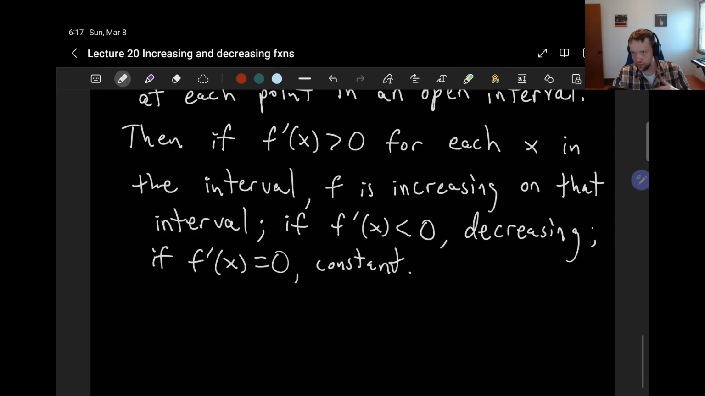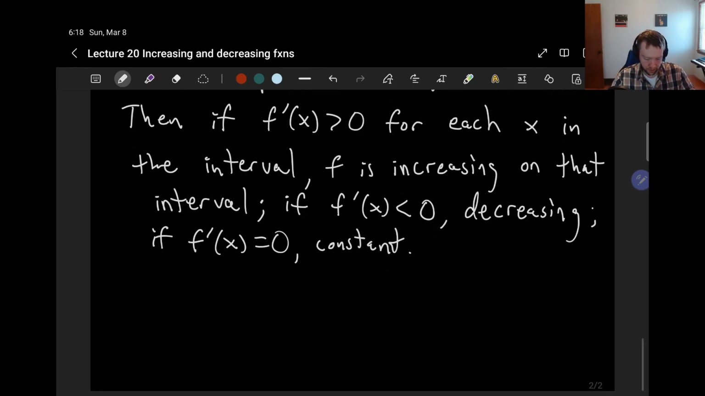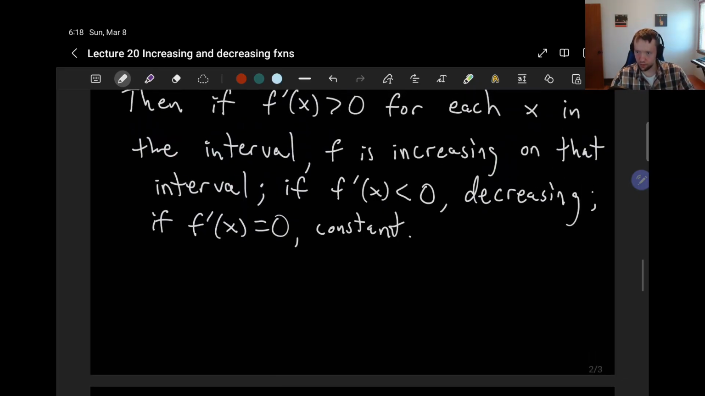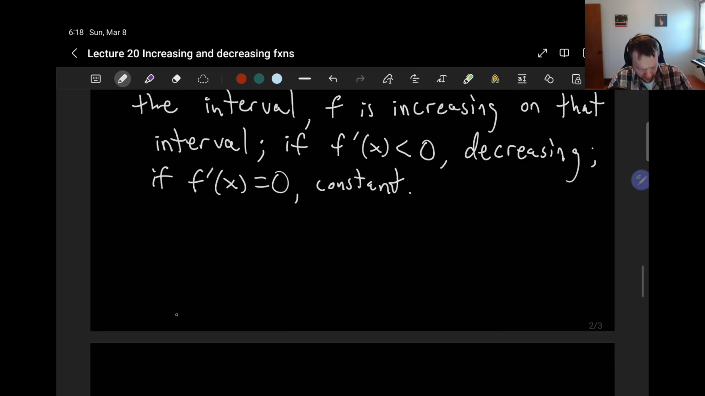So we can determine a lot about the function, whether it's increasing, decreasing, or just constant, depending on the derivative, whether it's positive, negative, or 0, respectively. So very useful tool. I want to provide a brief demonstration to show why this works. So here's a little curve. So imagine this is a piece of our function on an interval, let's say.